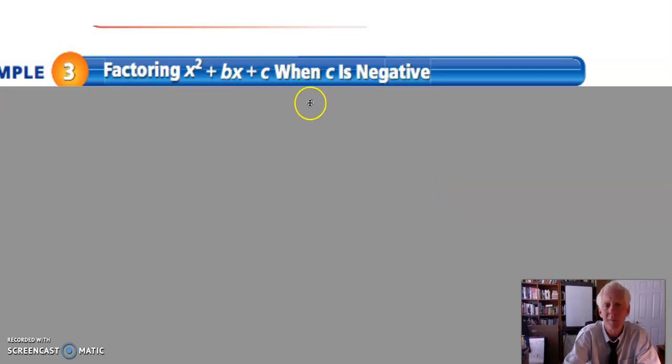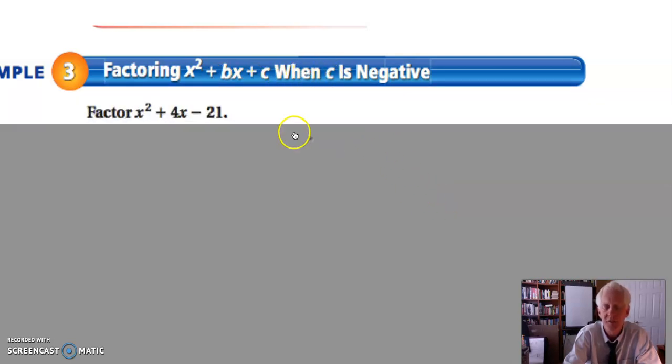Next slide, same kind of thing. How about when c is negative? Same thing. Factors of c whose sum is b. Factors of negative 21 whose sum is 4. Pause it if you need. I'm going to reveal.